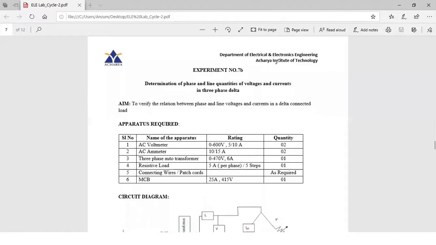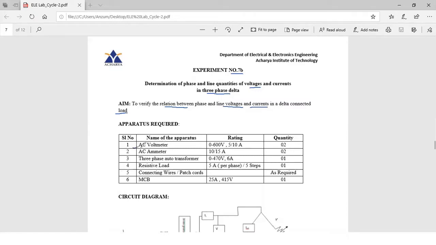Hello students. Today we will be seeing another experiment from cycle 2, that is experiment number 7B, which is to determine the phase and line quantities of voltage and current in a three-phase delta connection. So the aim of the experiment is to verify the relation between phase and line voltages and currents in delta connected load. The apparatus required are the same as what is required for a star connected load.